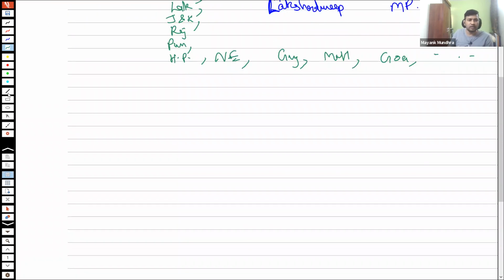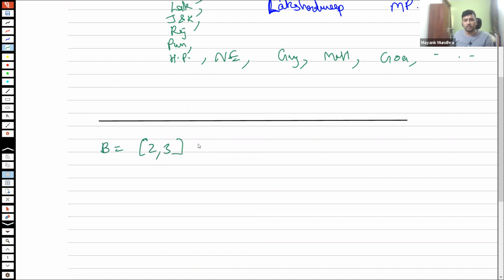So let me look at this figure again. Let me again consider the set B, which is the closed interval 2 to 3 union 4.